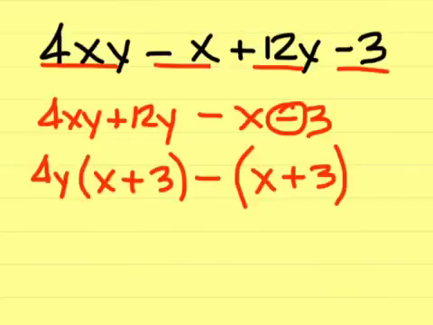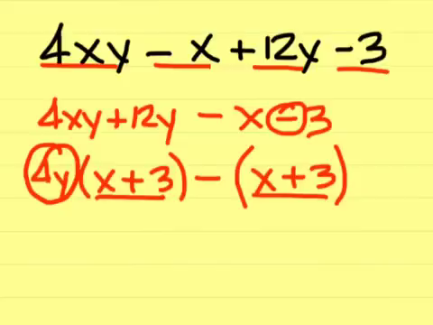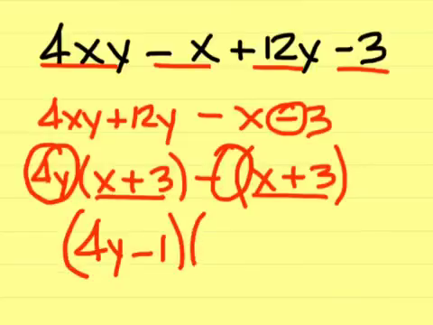Now there's nothing to factor out on the back end, but you do have x plus 3 and x plus 3. There is a number that is written here. What number, or it's not written, but what number is there? 1. So you could use 4y and that 1 as 4y minus 1, and then x plus 3, or have the quantities reversed.